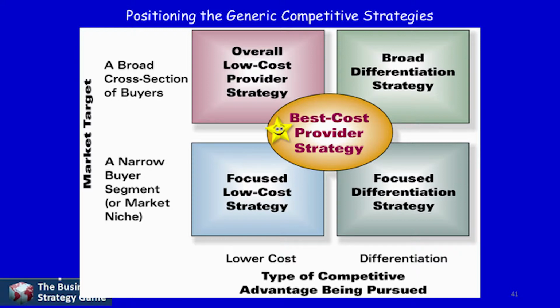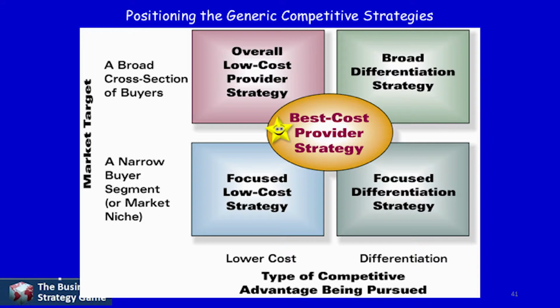In the upper right-hand is a broad differentiation strategy, again, where you're trying to increase value by differentiating the product, and where you're dealing with a large, broad section of the population, but doing it on the basis of differentiation rather than on the basis of cost or price. In the lower two quadrants, there are just two more variations of the same thing, how one would do it in a focused low cost or a focused differentiation approach.